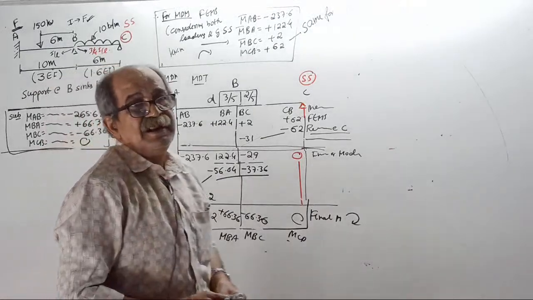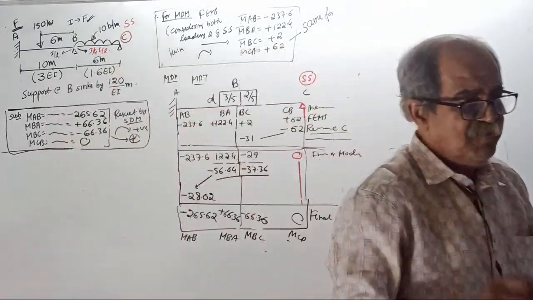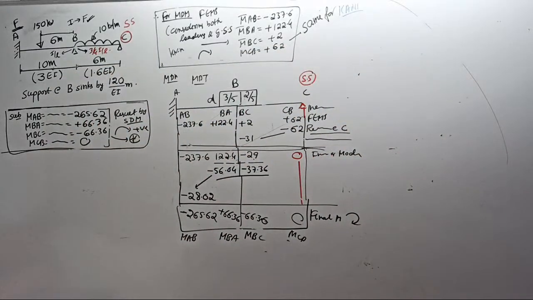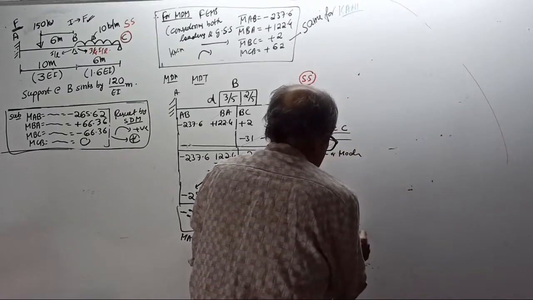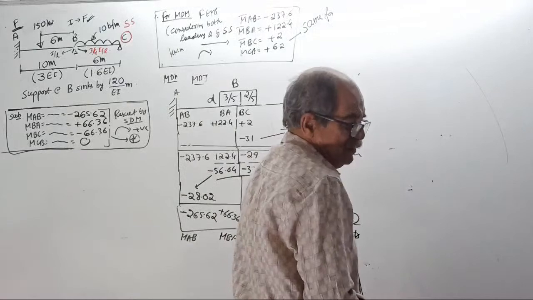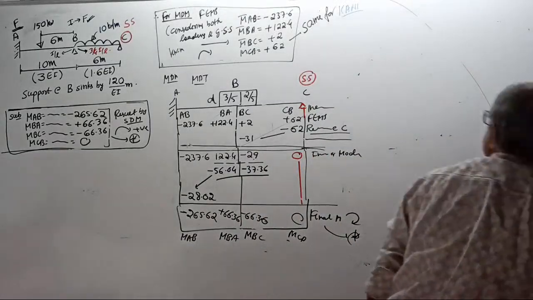Tell me, result perfectly tallying with your T method? Yes, over. Now, go to star. Okay, over. Lastly, solve by Kani's method. Okay.